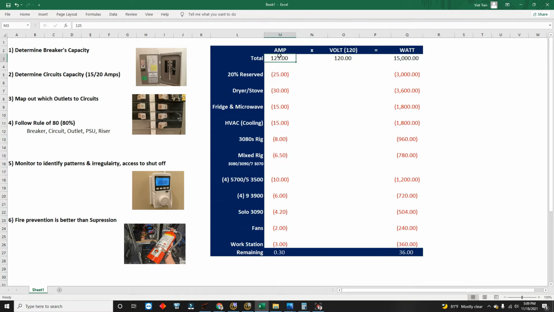So start with 125. I know that I want to leave 20% for my breaker for reserve, so I'm leaving 25 in case things fluctuate. That gets me to negative 3,000 watts.